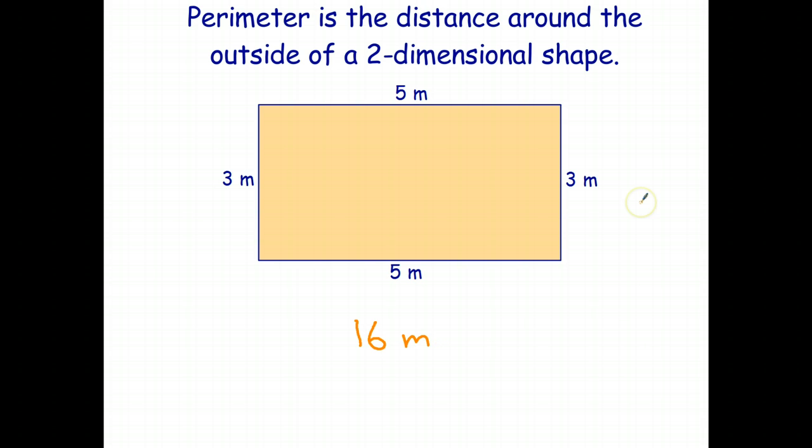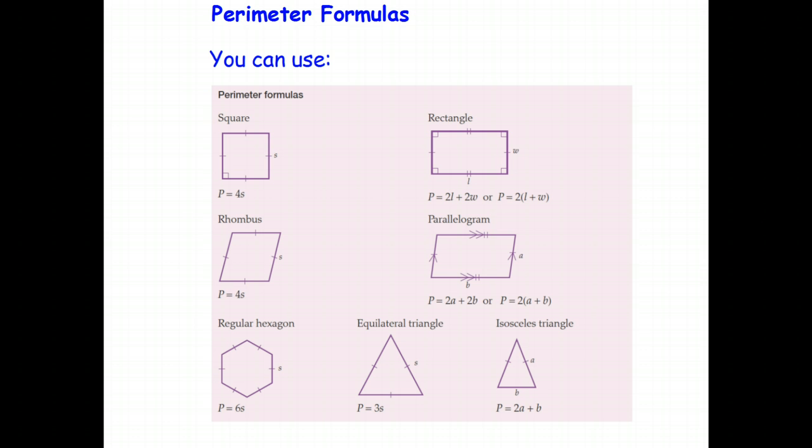Okay, we want to do this a bit more formally, however, especially when we get into the more complicated questions. So before we do that, what formulas do we have for perimeter? Well, this is a page out of a textbook. The square has the formula 4 times s. S plus s plus s plus s is the same as 4s. The rectangle has got two formulas. Perimeter is twice L plus twice W, or twice in brackets L plus W.